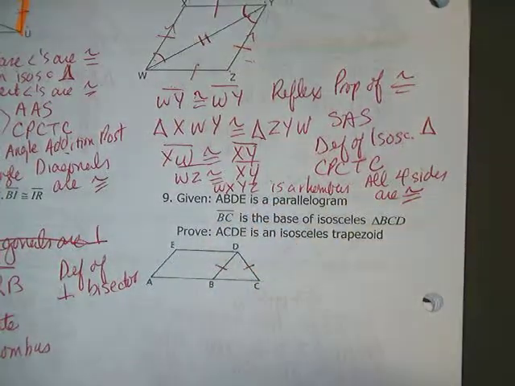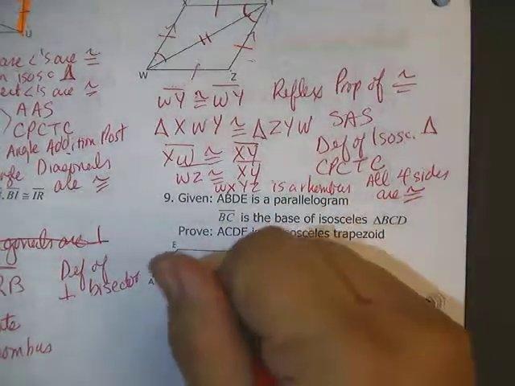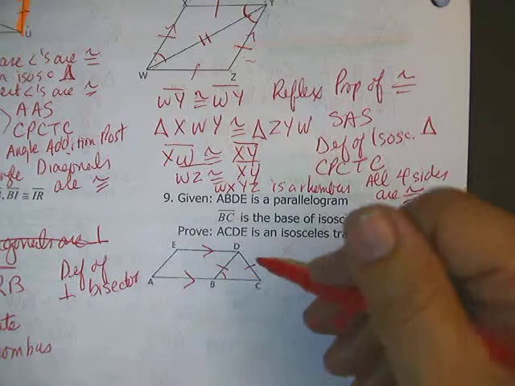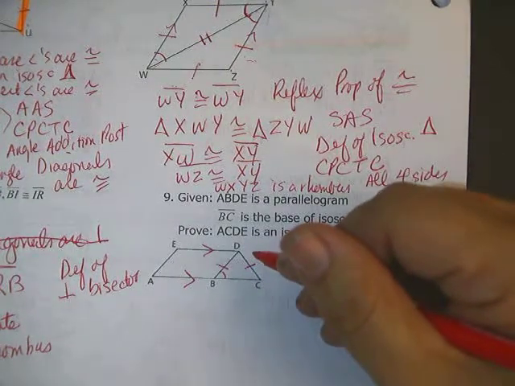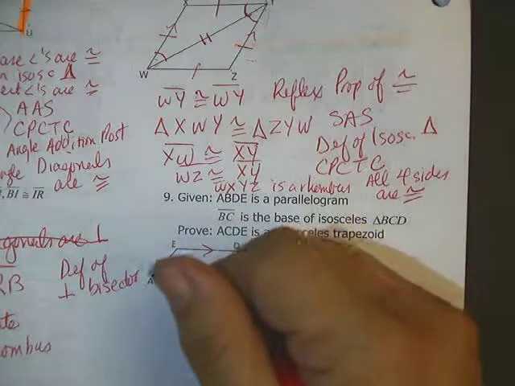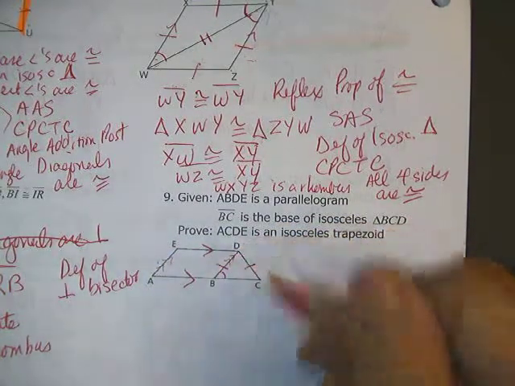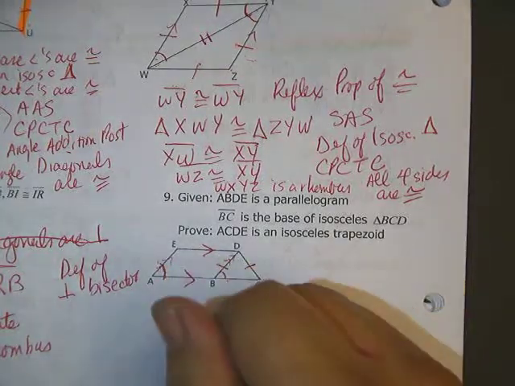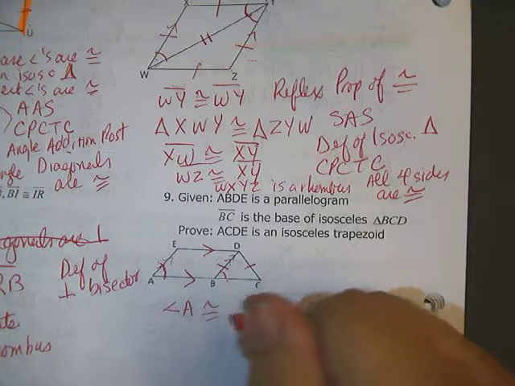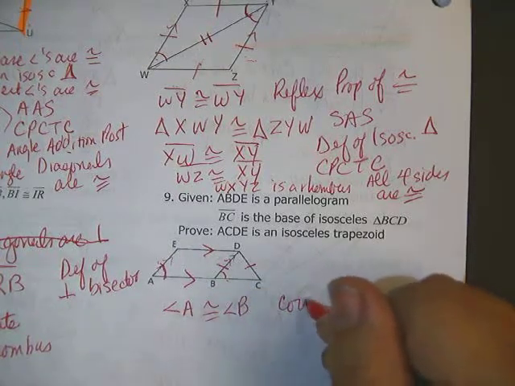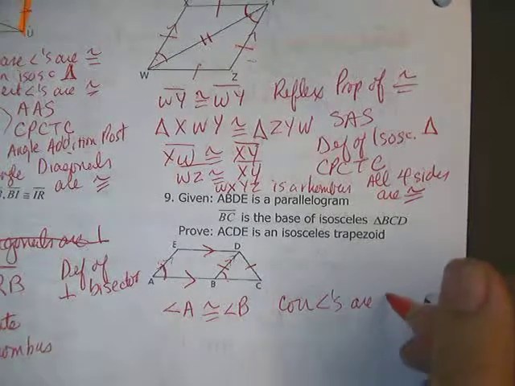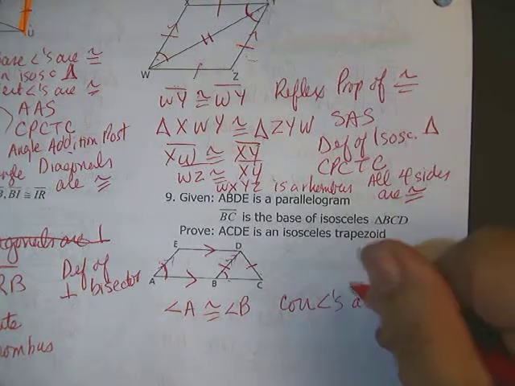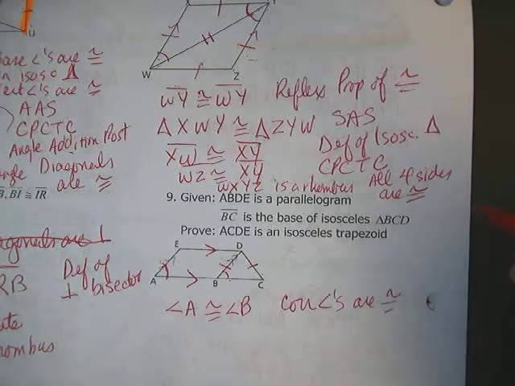Okay, next one. We have ABCDE is a parallelogram. BC is the base of an isosceles triangle, BCD. So if that's the base, these are the legs, they're congruent, all right? And they tell you this is a parallelogram, right? So that tells you that angle's congruent. Which means that if that's a parallelogram, then I know this is parallel to that. Then that means that these two are parallel. That's a corresponding angle with that. So I can say angle A is congruent to angle B because corresponding angles are congruent.